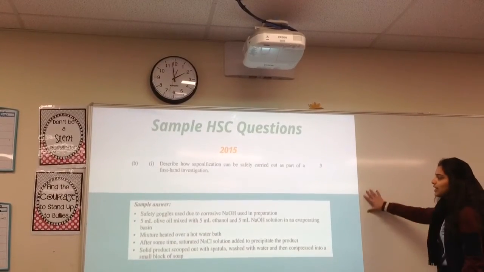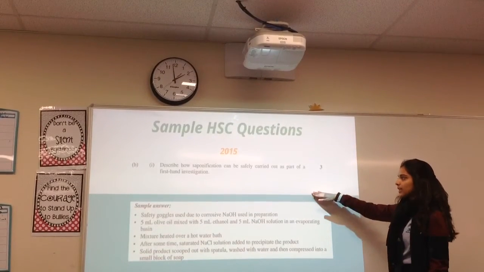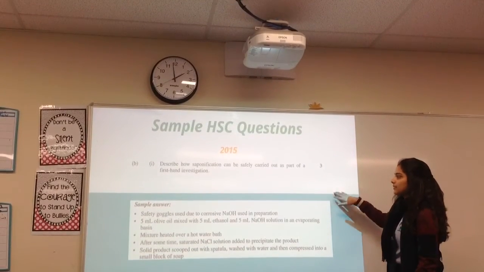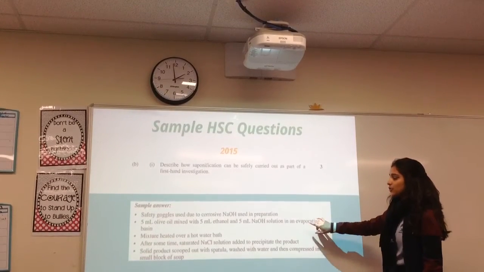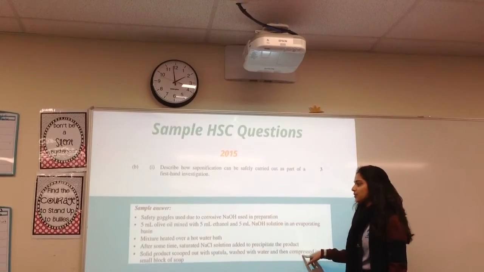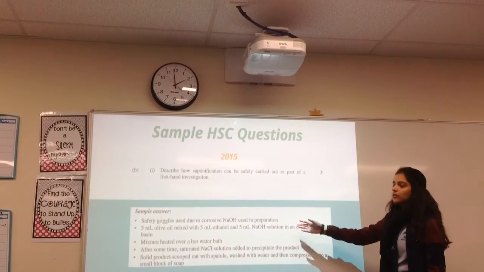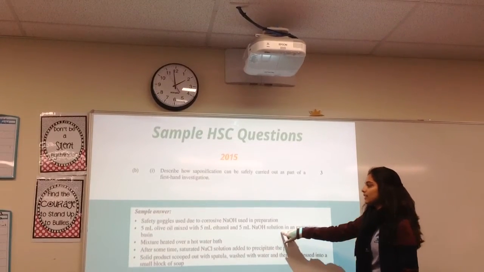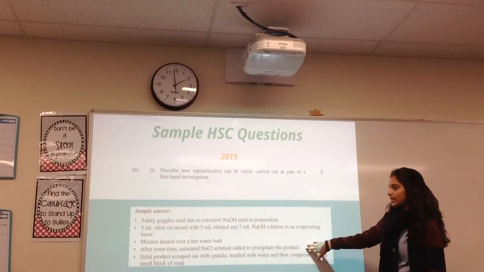Questions. This is a 2015 question. It's a 3-marker, and it says, describe how saponification can be safely carried out as part of a first-hand investigation. So we talk about many of the safety considerations. You have to wear goggles because corrosive sodium hydroxide is used in preparation. And 5 milliliters of olive oil or coconut oil is mixed with 5 milliliters of ethanol and 5 milliliters of sodium hydroxide solution in an evaporating basin.